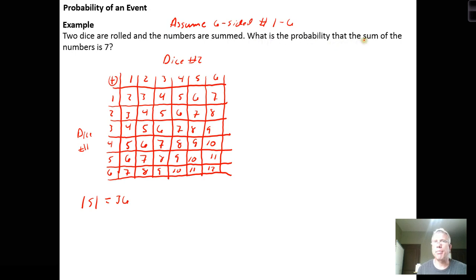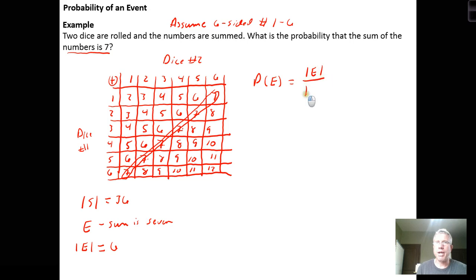And this says, what is the probability that the sum of the numbers is 7? So you just need to look at this diagonal right here, contains all of the ways you can make a 7. So the event E, we'll call it sum is 7. The size of E will be the number of 7s we can get. So there's 1, 2, 3, 4, 5, 6 ways to make a 7. And so then when we talk about the probability, it's going to be the probability of a 7. The probability of the event that the sum is a 7 is just going to equal the number of ways to get a 7 divided by the number of possible sums when you sum the roll of two dice.